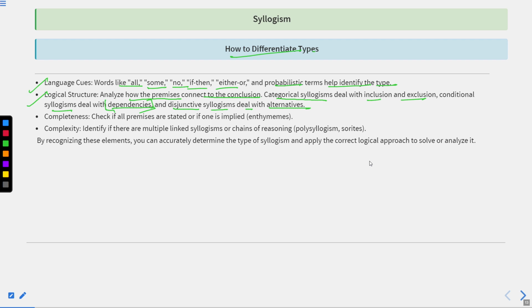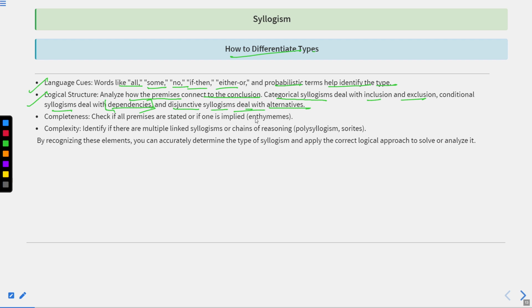So this is a dependency: if X will happen, then only Y will happen. In the same manner, disjunctive syllogism talks about an alternative, that if this will be there, X will not be there. If it is raining, sun will not be visible. If I am driving, I won't be able to sleep. So if there is an alternative that has been provided, that type of syllogism is called disjunctive syllogism.